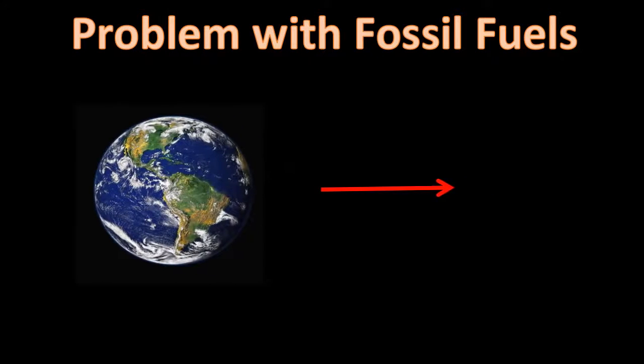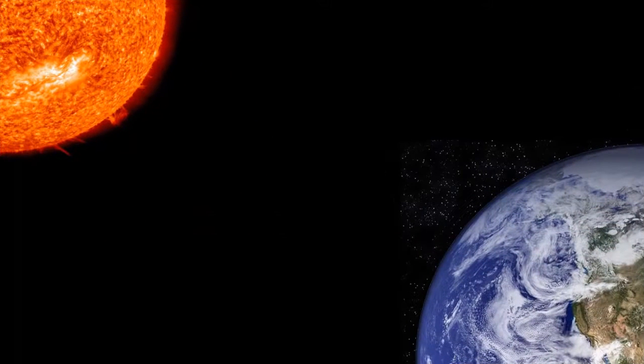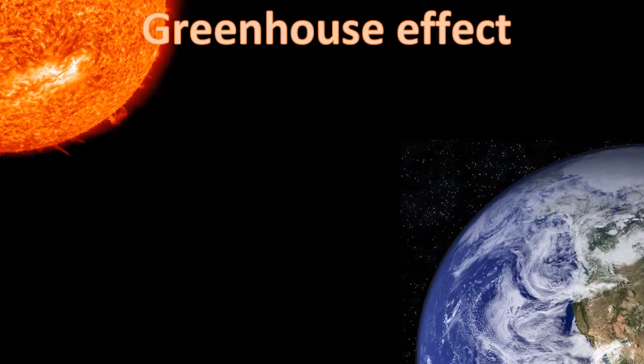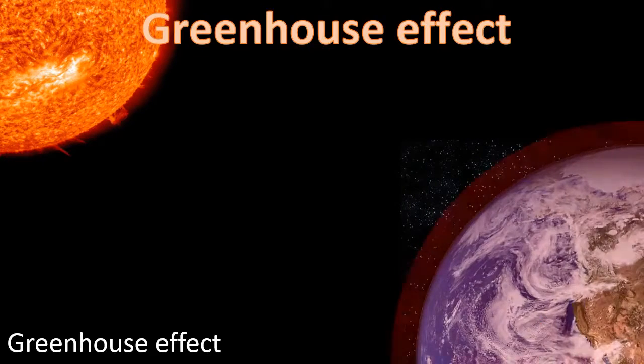The problem with fossil fuels is that the carbon dioxide levels increase in the atmosphere. This leads to the greenhouse effect. The Earth gets the energy from the sun in the form of sunlight. The Earth's surface absorbs some of this energy and heats up. The Earth cools down by giving off infrared radiation, but before all this radiation can escape, the greenhouse gases in the atmosphere absorb some of it, which makes the atmosphere warmer and the Earth as well.